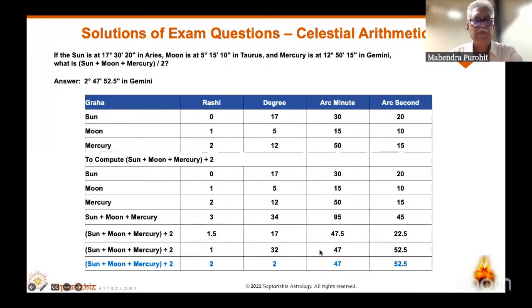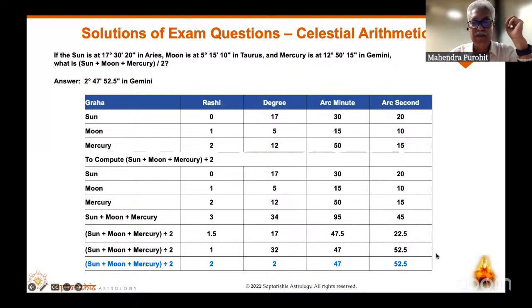Similarly, these are the values. Here you can see Sun, Moon, Mercury. You have to add all these values and then divide by 2. So you have added this thing. This is simple, I think. You can do this yourself and check, I have given this. You can recheck it. Then you divide it by 2. So 3 divided by 2 gives 1.5. This is 3417. 95 gives you 47.5. 45 gives you 22.5.